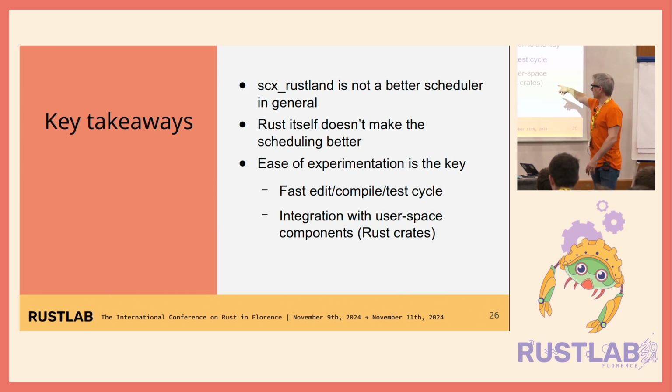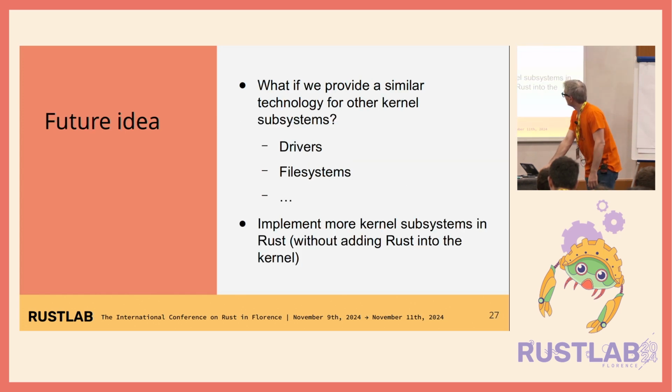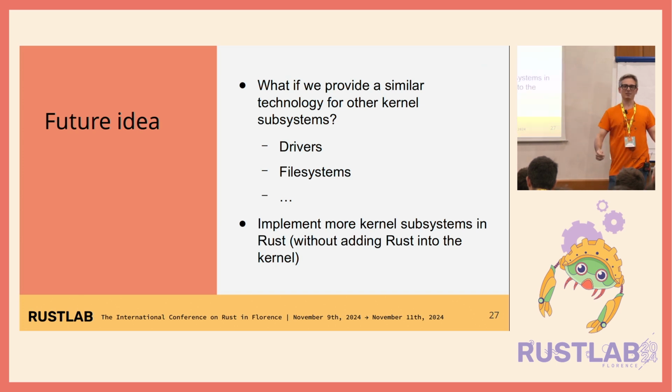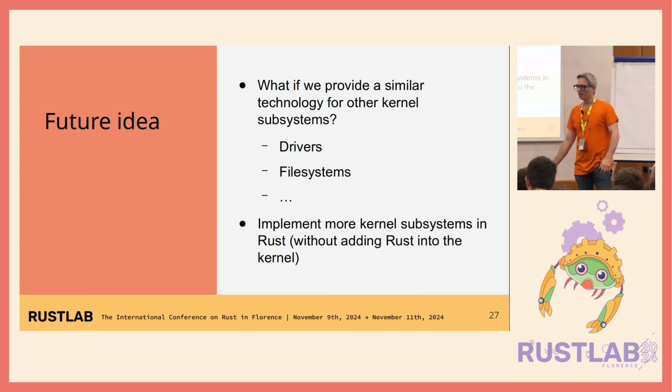And the other part is important as well, like integration with user space components. Being able to use user space libraries is very powerful. So a future idea could be: why don't we follow the same approach for other subsystems, not just the scheduler? For drivers, for example, or file systems. You can have a tiny BPF layer that bounces the events from kernel to user space, and then you can implement your file system in Rust in user space, maybe.